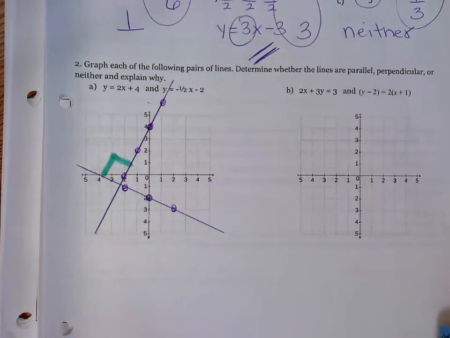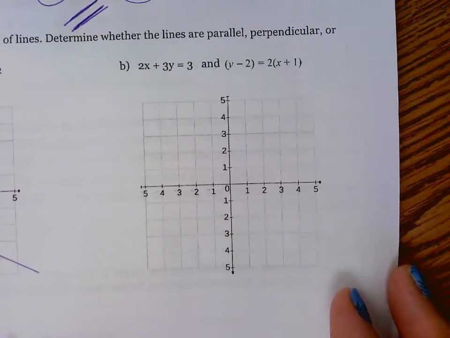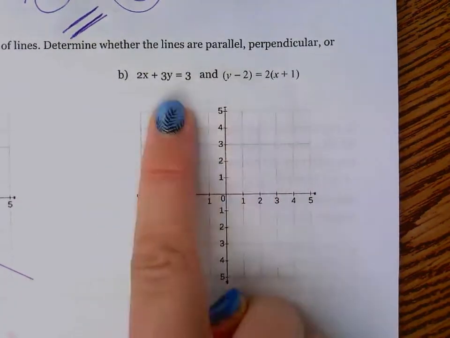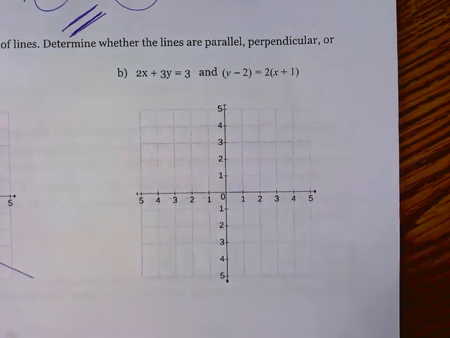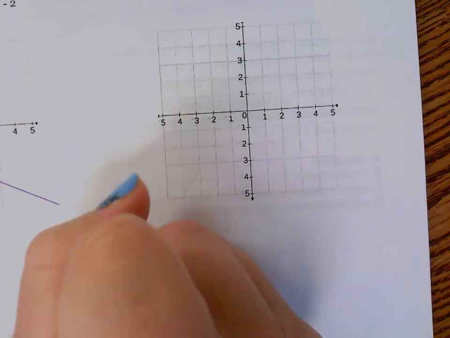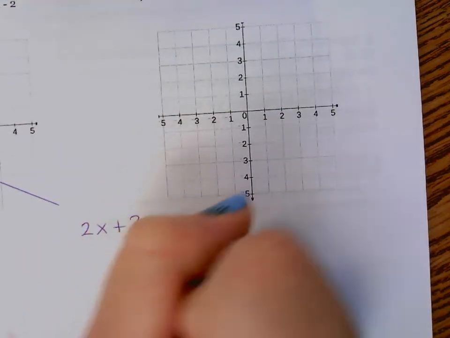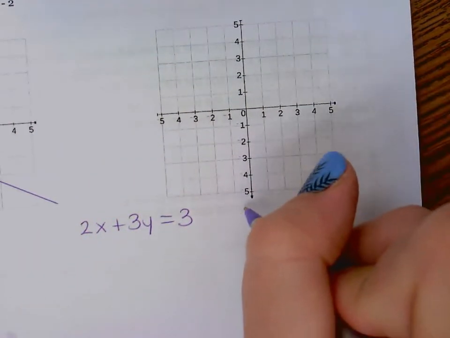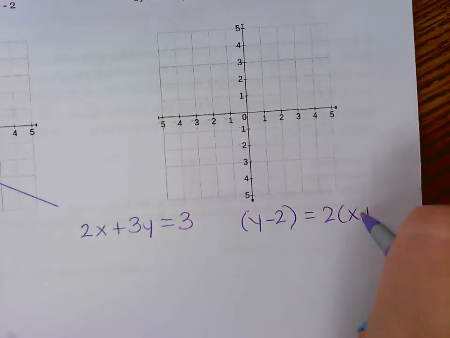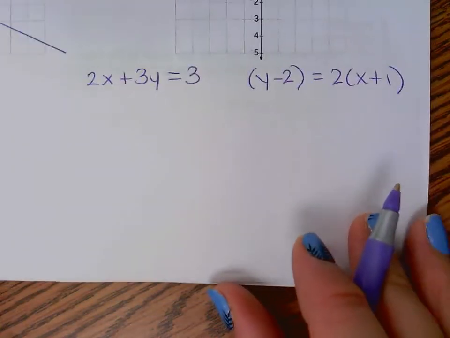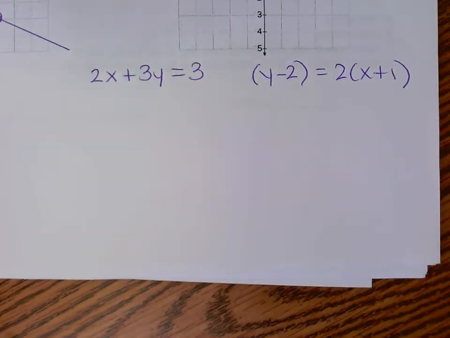All right, and letter B, this is kind of the harder version that we did on our quiz. We have to convert both of these into slope-intercept form. And I didn't leave you enough room. So I have 2x plus 3y equals 3, and y minus 2 equals 2 times x plus 1. So I'm going to do my algebra down here just so I have enough room. If you want to write them down there, maybe that's easier for you.